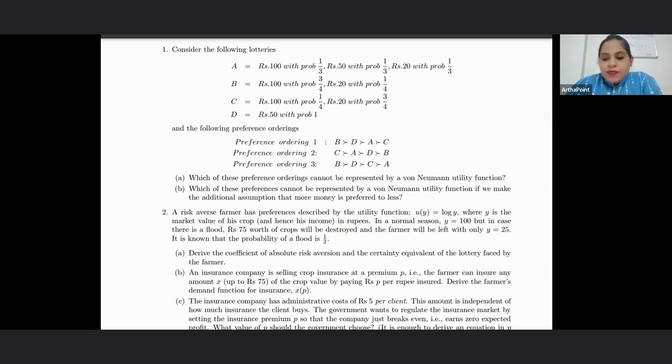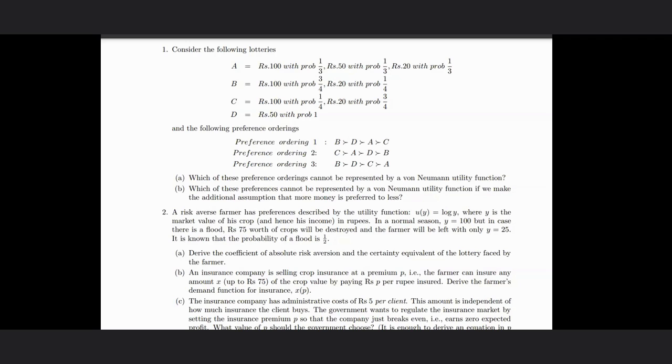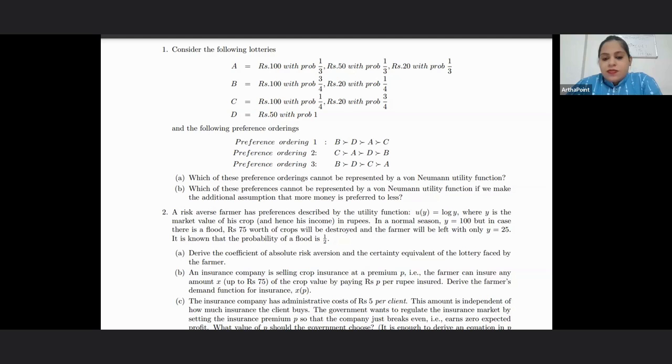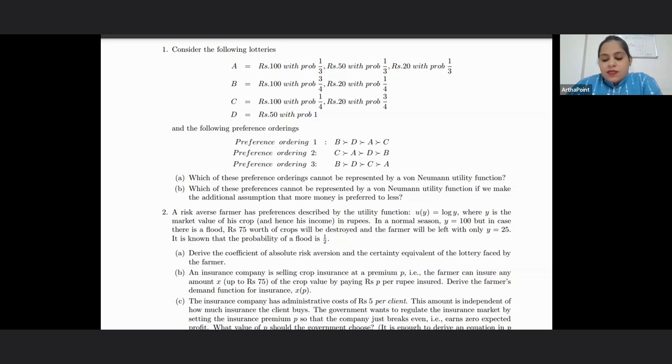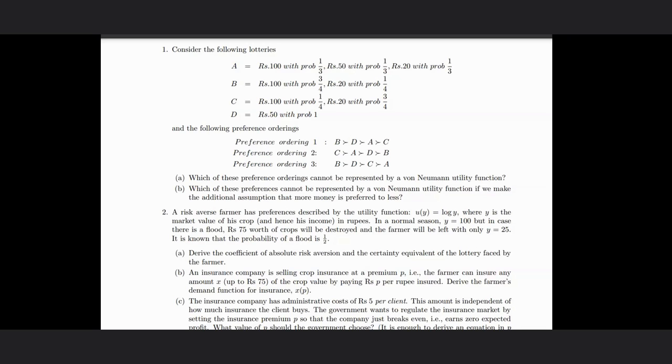So the whole equation has turned out to be half of log of 100 minus px plus half log of 25 plus px. This will be just log of root 100 minus px into 25 plus px. Ma'am, in this question, the question was derive the farmer's demand function for insurance. Correct, X of P. So I thought that we would have to differentiate U with respect to P to find out the price where the utility of the farmer would be maximized.